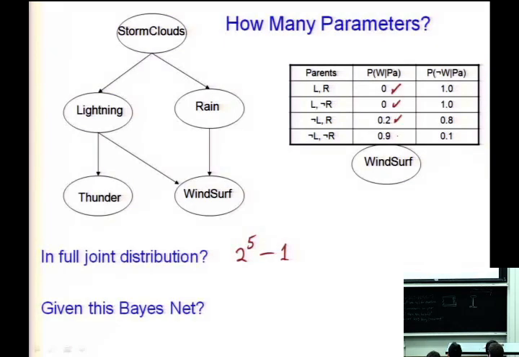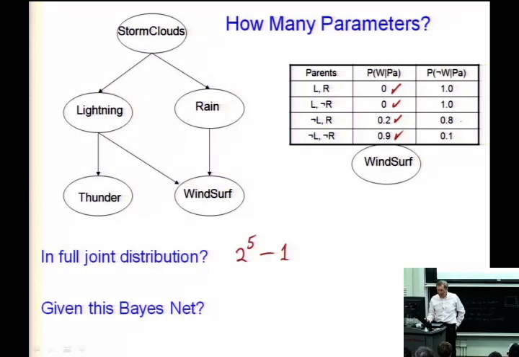I think I need these 4. Right? Because windsurf is either true or false, so once I know the probability that it's true, I can just calculate 1 minus that as the probability that it's false. So I need 4 for this guy. How many do I need for rain to write down its conditional probability table?